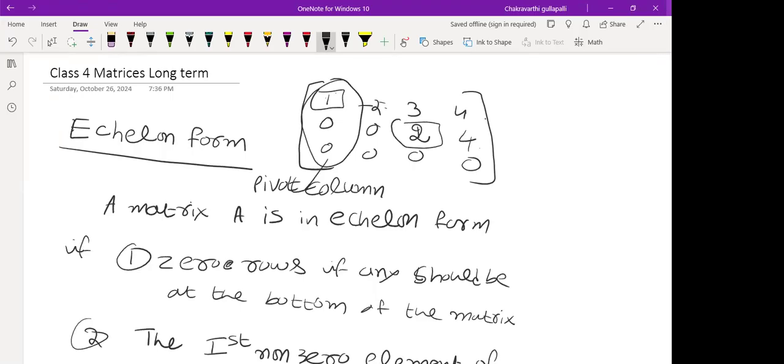Next, second row. What is the leader? 2. Which column is it lying in? This is the first column, this is the second column, this is the third column. This column is also called a pivot column. So like that, find the pivot using the first non-zero element, and the column in which it lies is called the pivot column.